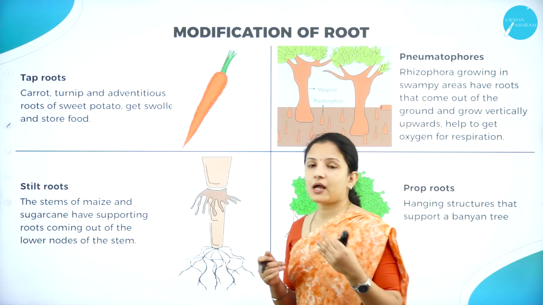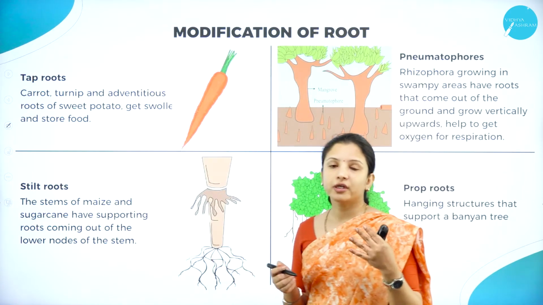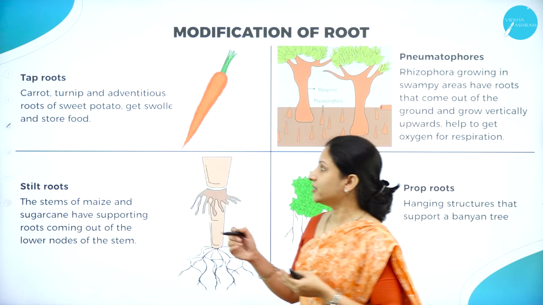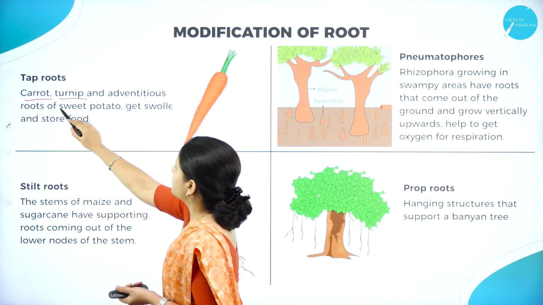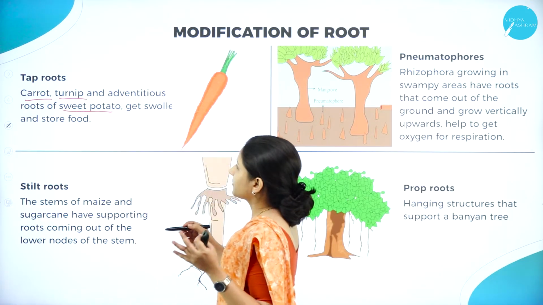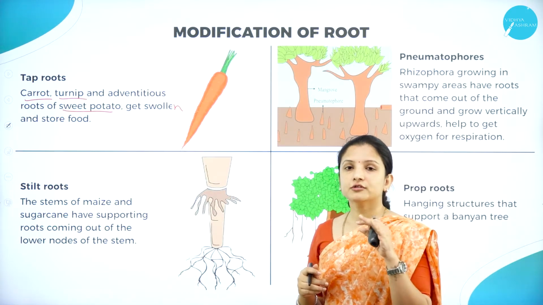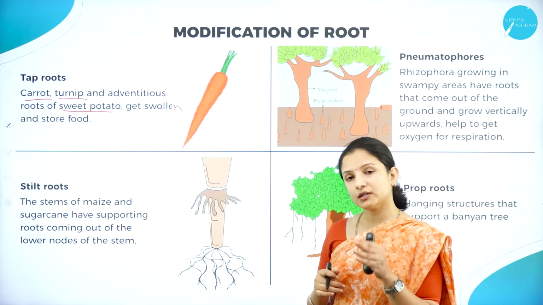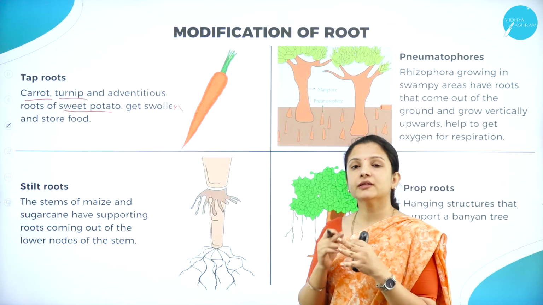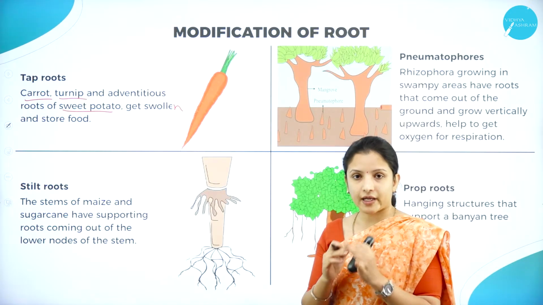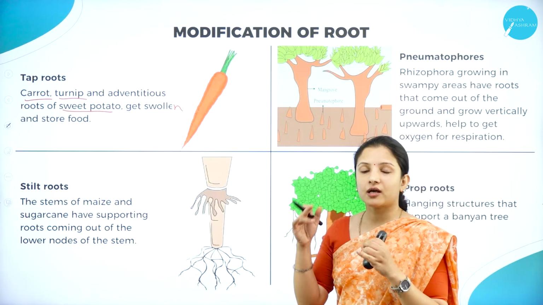So taproot is one of the modifications. Taproots, I told you, are usually seen in the Brassicaceae family members. The best examples are carrot, turnip, and also sweet potato. So taproots also undergo certain modifications. What are the three different types of roots that are found in a plant? Depending on the different species of plants, they are the taproot, the fibrous root, and the adventitious root. First we shall see what modifications occur in the taproot.